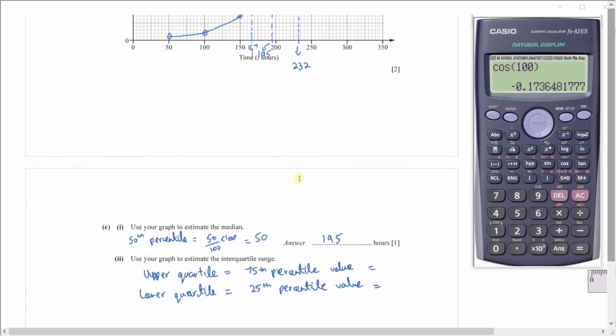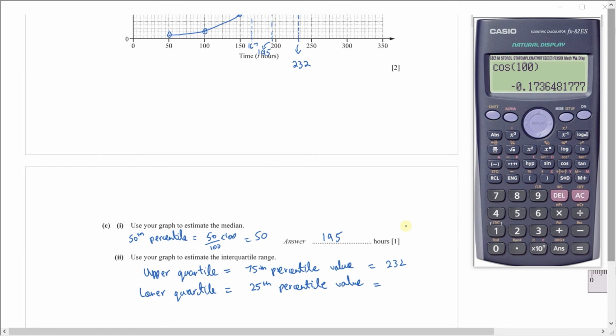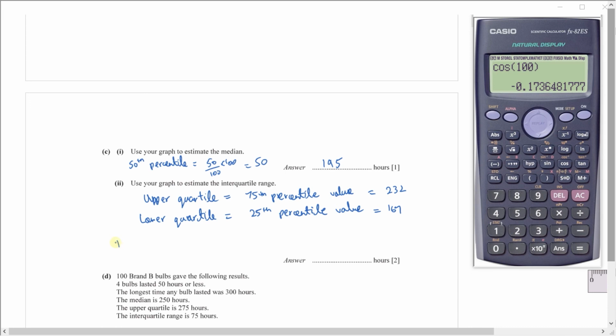So your 75th percentile value is 232 and your other value is 167. So your interquartile range will equal your upper quartile, 232, minus your lower quartile, which is 167. So 232 minus 167 will be 65. So your interquartile range is 65 hours.